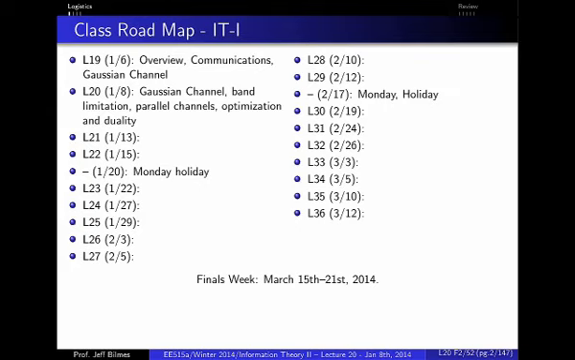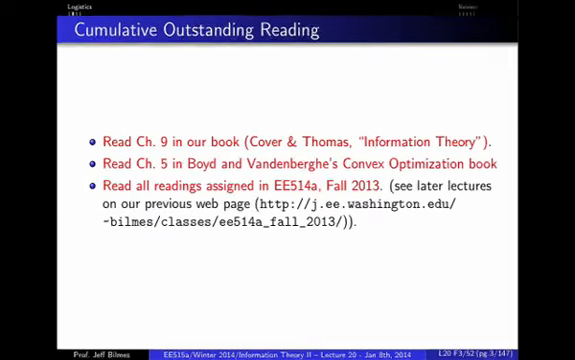Today, we're going to talk a bit more about the Gaussian channel and the bandlimited case, and then analyze the case of parallel channels. In doing so, we'll review a bit of optimization and Lagrangian duality theory in a way that I hope everybody will enjoy. This draws from chapter 9 in our book, and also from chapter 5 of Boyd and Vandenberghe's Convex Optimization book.